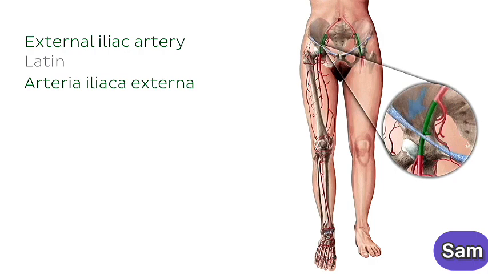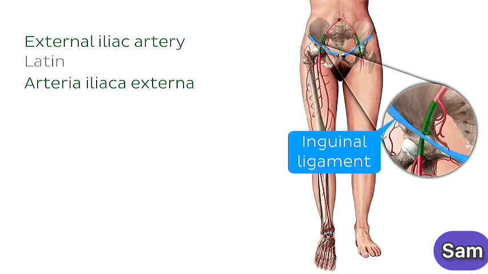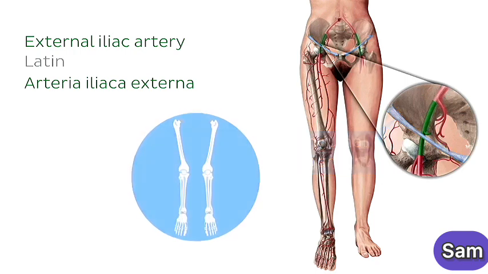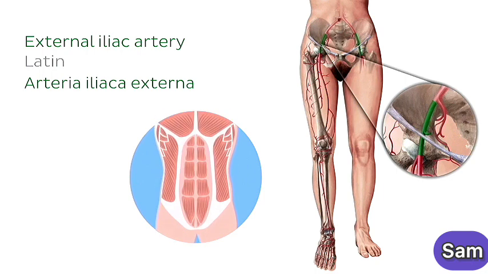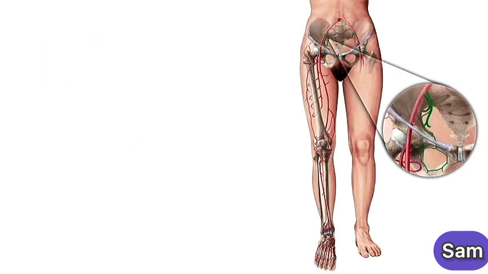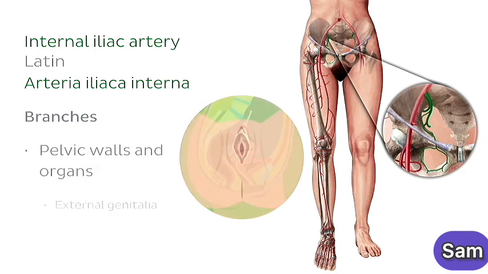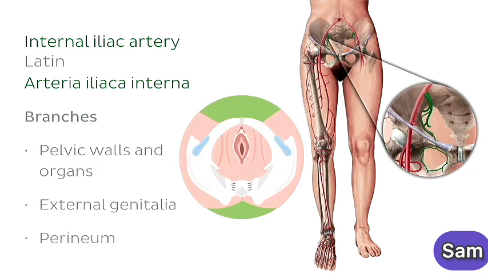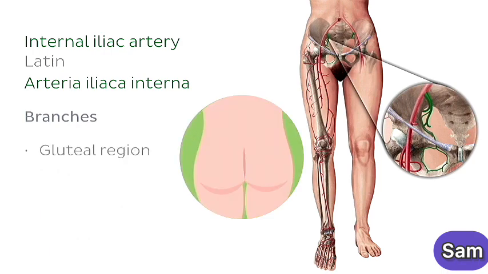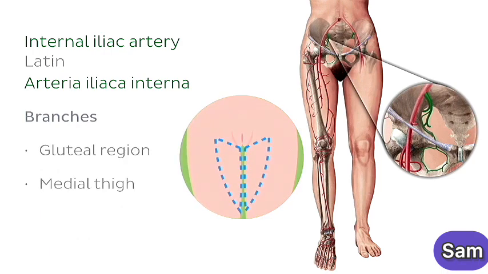The external iliac artery courses inferiorly and does not enter the perineum. It travels beneath this structure here, which is known as the inguinal ligament, to enter the thigh. One of the main roles of the external iliac artery is to supply the lower limb. However, it does supply some structures of the anterior abdominal and pelvic walls. The internal iliac artery travels within the pelvic cavity, dividing into numerous branches to supply the pelvic walls and organs, the external genitalia and perineum, as well as the gluteal region and medial thigh.